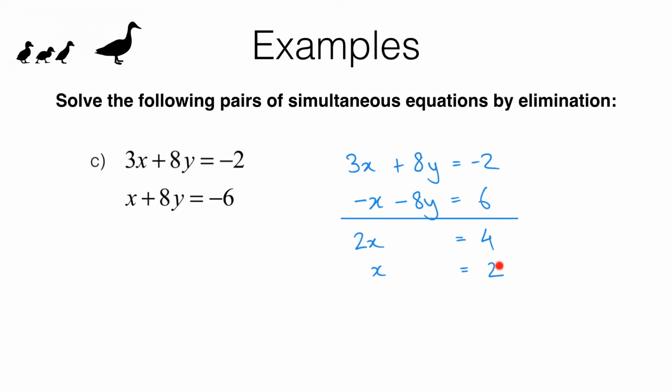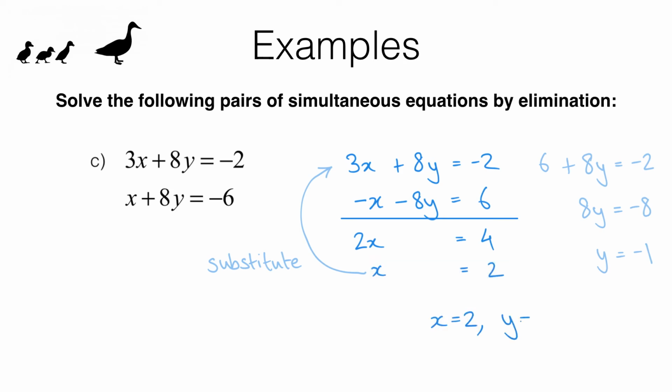I would then substitute this into that top equation there. That would give me 3 lots of 2, which is 6, plus the 8y equals negative 2. Subtracting 6 off both sides, I get 8y equals negative 8. Dividing through by 8, I get y equals negative 1. So my solution set is simply x equals 2, y equals negative 1.